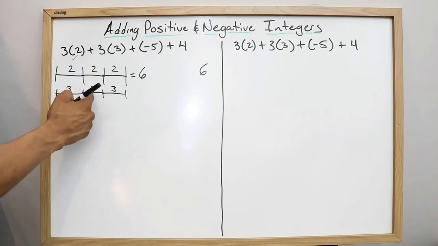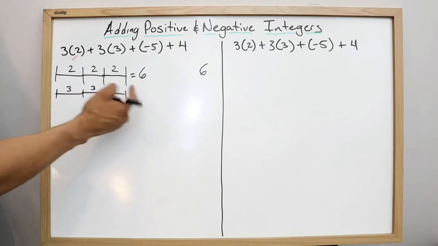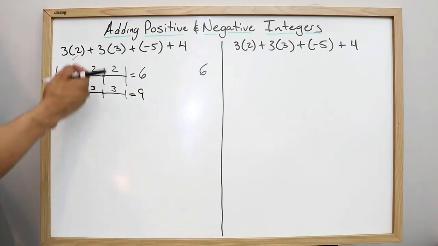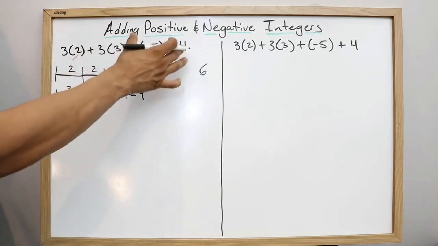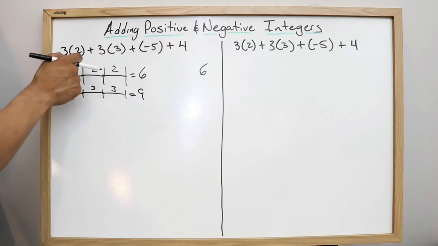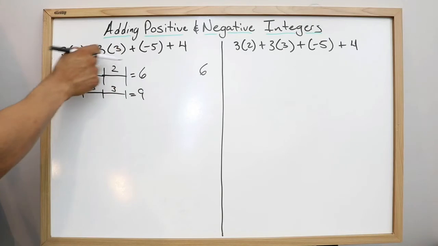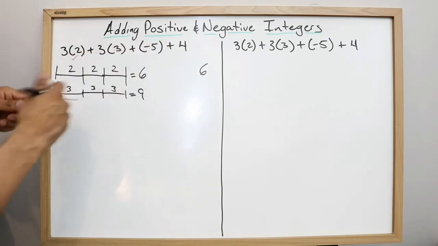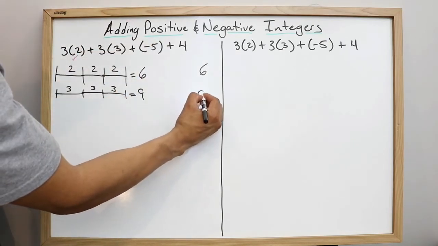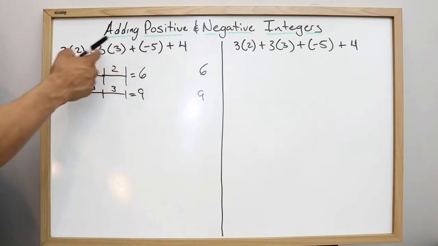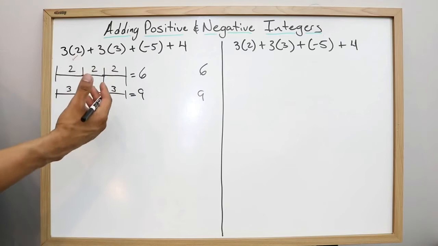So I got 3 plus 3 is 6. 6 plus 3 is 9. Okay, so I took care of the first 2 parts of my adding positives and negatives. So far I've only reduced the segments for the operation. So at the end of this one, I'm going to have 9. Now I'm going to start paying attention to these signs. Right now I haven't paid much attention to them because I know I'm going to add them anyway.